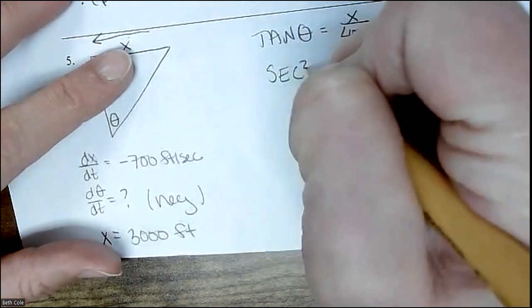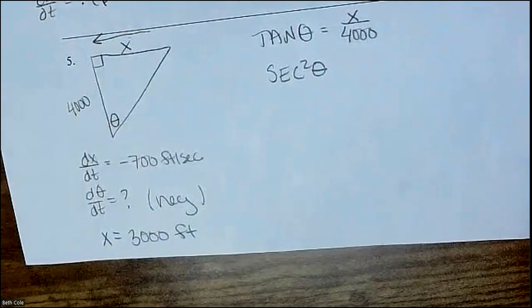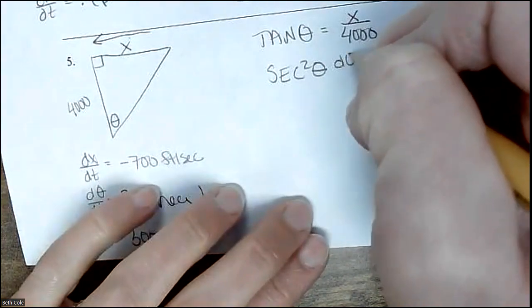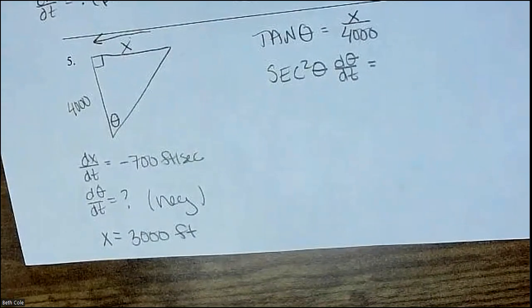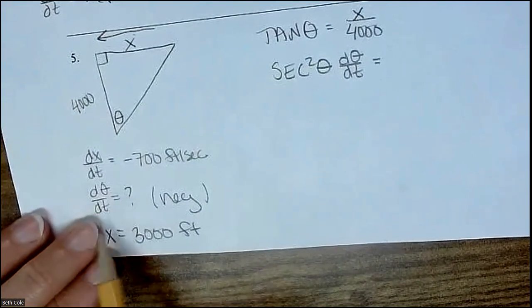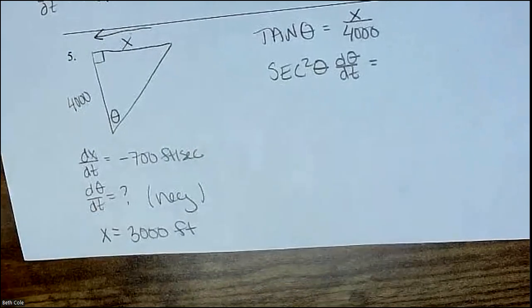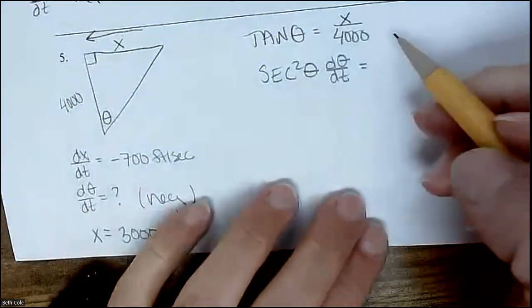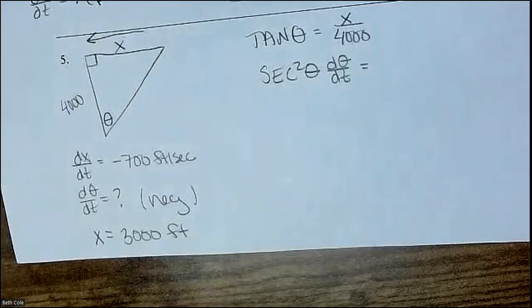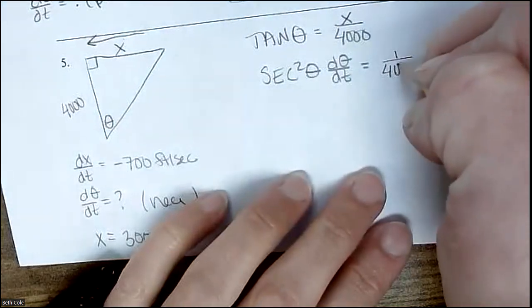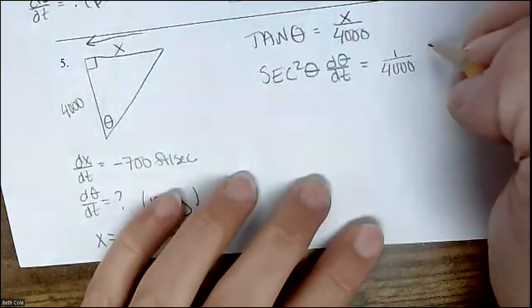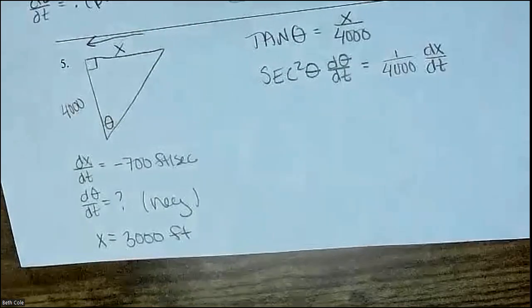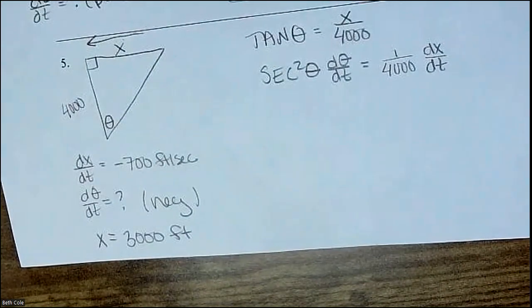There we go. Secant squared theta. And it was theta, so what are we going to chain rule on? d theta dt. And if you're scared you'll forget that, you won't, because it's the thing you're looking for. If you've written everything out, you'll go, oh, I need to put that in there because it's the thing I'm trying to find. Equals. All right, derivative of 1/4000th x is 1/4000th dx dt. Every single variable gets a dt.